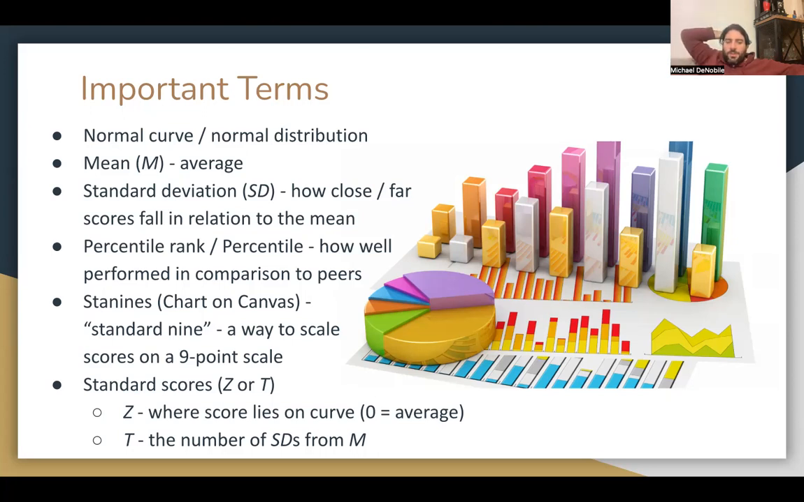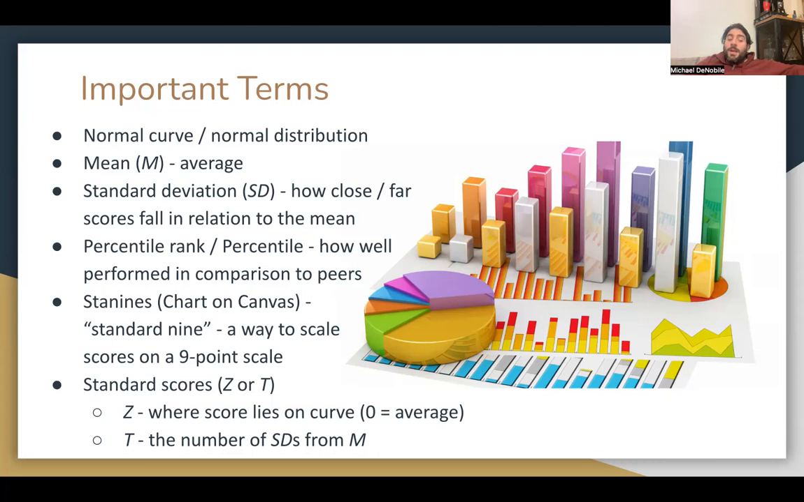Then you have standard scores, Z or T. A Z score is where the score lies on the bell curve. If the Z is a score of 0, it means it's exactly average. It's right in the middle. It's not that you want to get to 0, but it lets you know how far or close it is to the mean. It's another way of looking at the standard deviation.